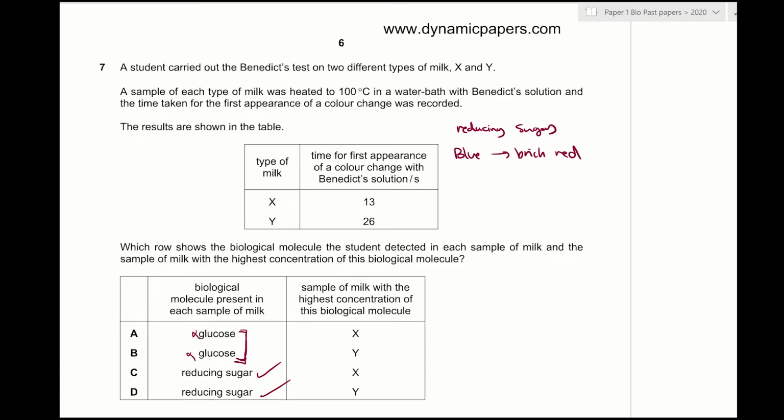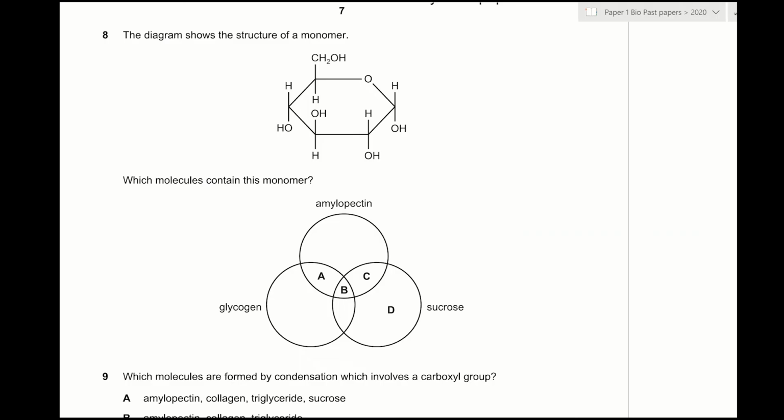Sample of milk with the highest concentration of this biological molecule. So as we could see, the faster appearance of the color change was in X. That means that X had the highest concentration of reducing sugar because it had the fastest appearance. Therefore, the answer is going to be C. Question number 8. The diagram shows the structure of a monomer. Which molecules contain this monomer? So as we could see, the hydroxyl group is below the ring. This means that this is an alpha glucose monomer.